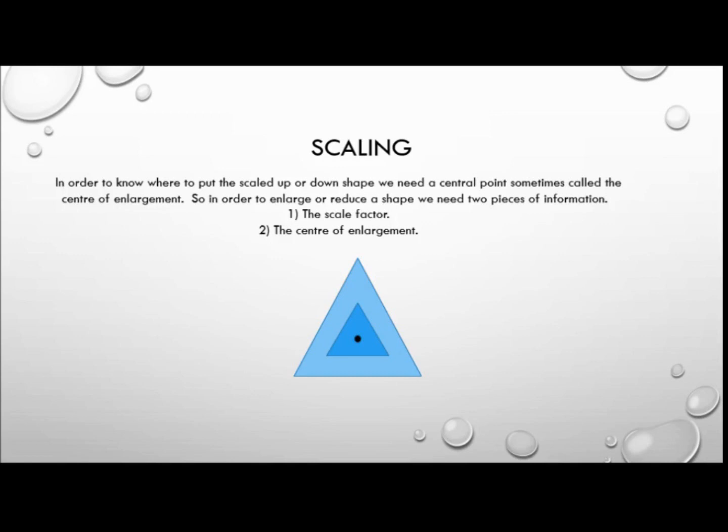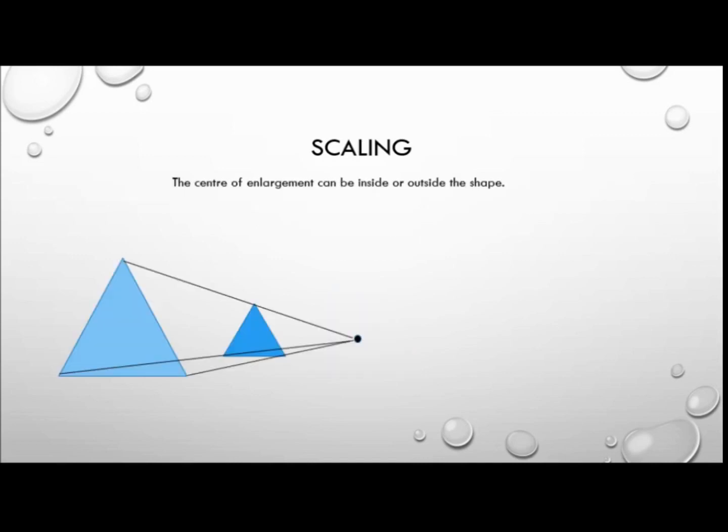In order to know where to put the scaled up or down shape, we need a central point, sometimes called the centre of enlargement. So in order to enlarge or reduce a shape, we need to know two pieces of information: the scale factor and the centre of enlargement. The centre of enlargement can be inside or outside the shape. And that's pretty much all there is to it when it comes to scaling.